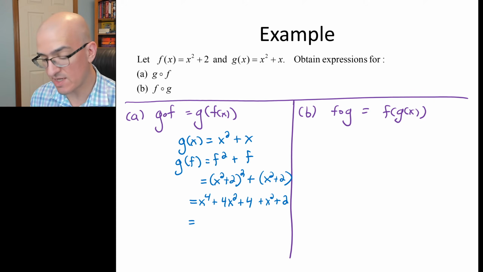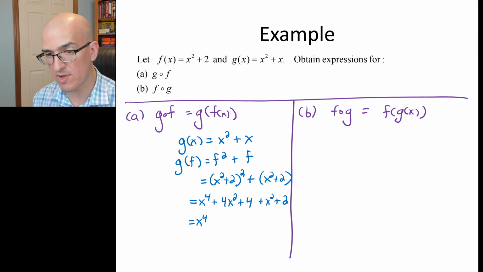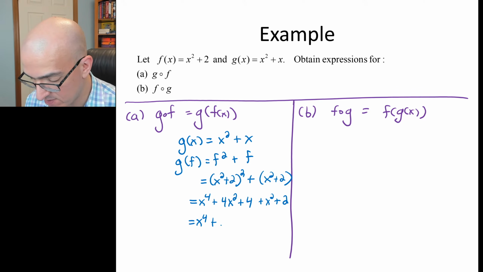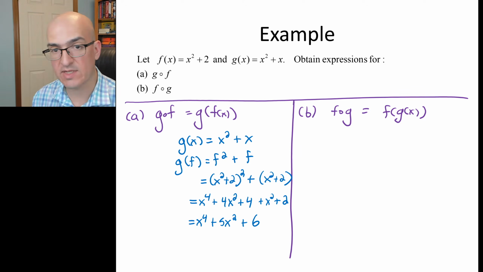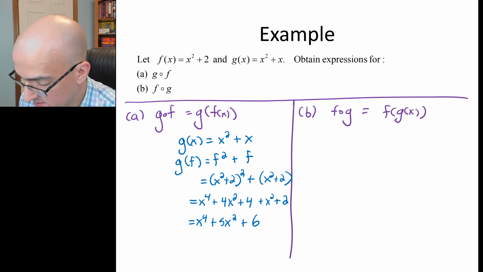There's only one piece that has x to the power of 4, so it does not combine with anything. We have a 4 times x to the power of 2 and a 1 times x to the power of 2. We can put those together as 5 times x to the power of 2. And then we have a 4 plus a 2, which is a 6. That's our final answer. Next one, f circle g.